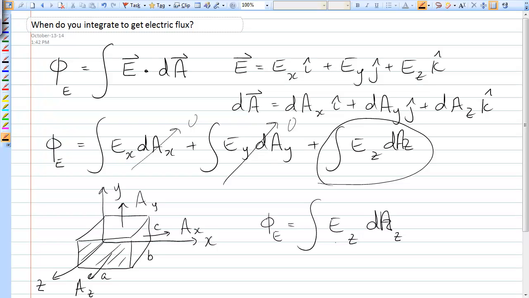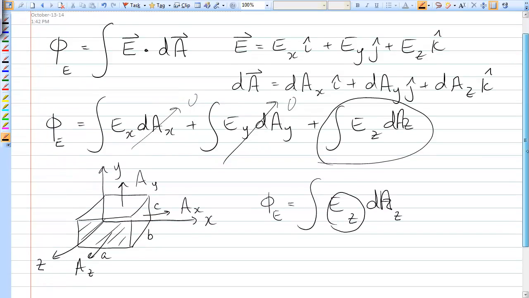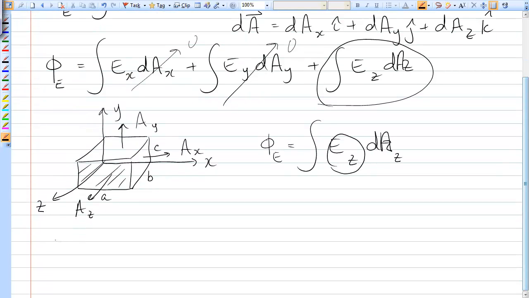Now, the question is, is this an integral or is it not an integral? So we have to look at Ez to decide whether it's an integral or not. So what are the possibilities? Case 1. Ez is constant everywhere on that face.